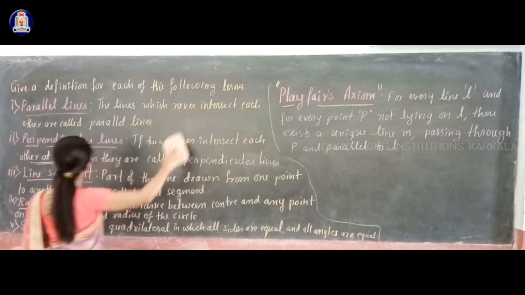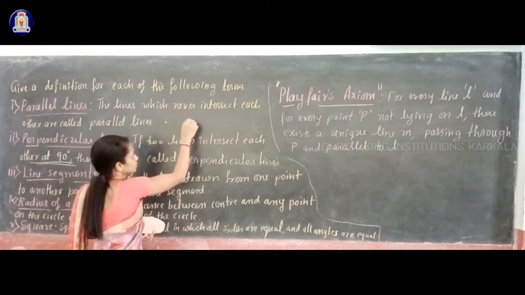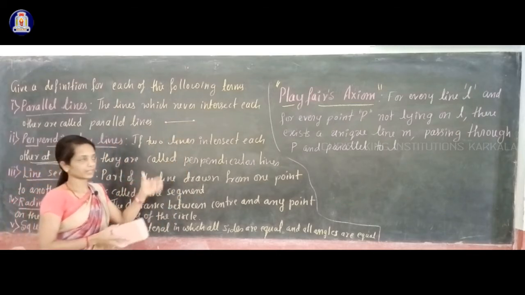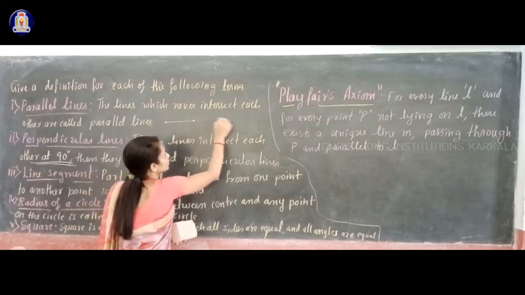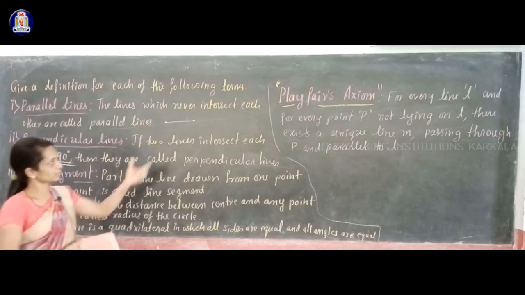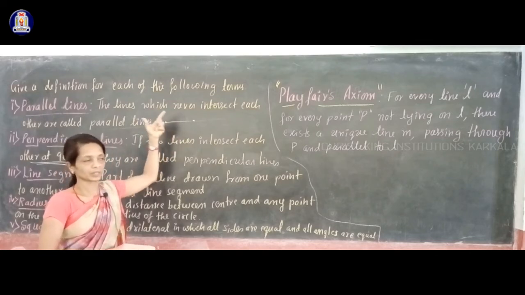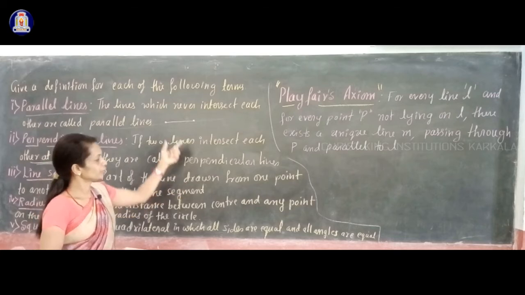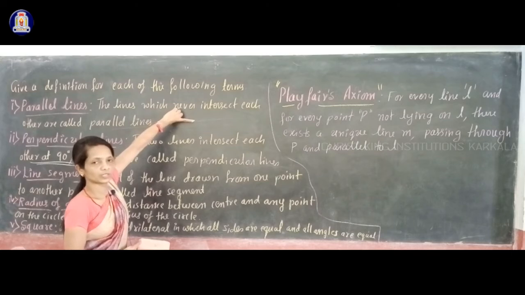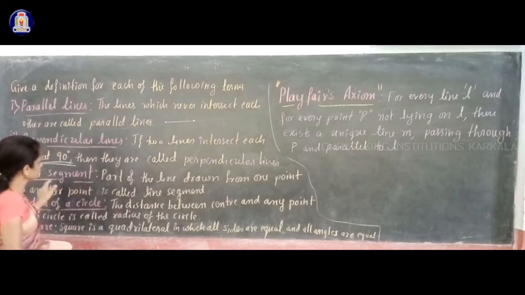And next, line segment. What is a line segment? Line segment means like this. This is called a line segment. Actually, a line is like this, infinite. You can extend it in both directions to any extent. A line segment is the part of the line drawn from one point to another point. So that is a line segment.